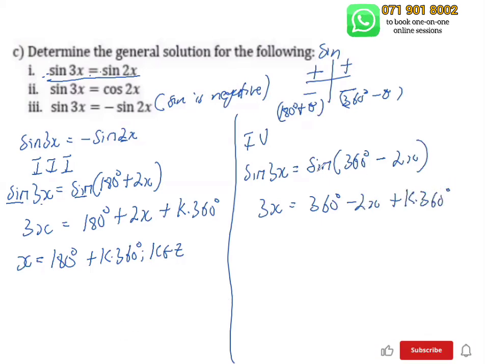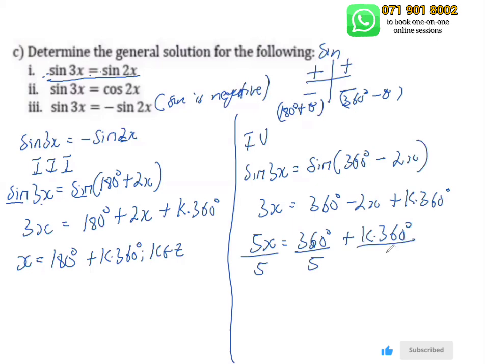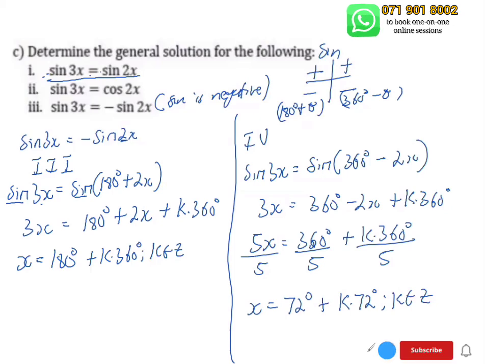Now we have to take this negative 2x over to this side, which will give us 5x, because it's going to be 3x plus 2x. Then we have 360 degrees here, plus k 360 degrees. In order to solve this, we have to divide throughout by 5. Then we have x equals 360 divided by 5, I believe it's 72. So that's 72 degrees plus k 72 degrees, where k is an element of integers. And that's how you would have your general solution right there.